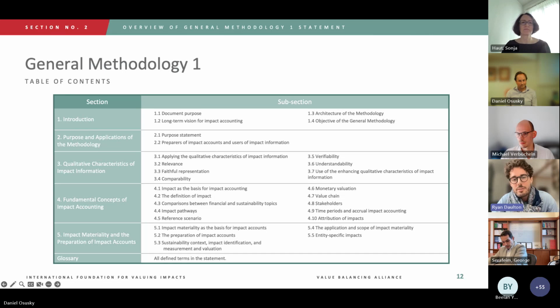The purpose and applications of the methodology, the different use scenarios, are described in Section 2. Section 3 introduces the qualitative characteristics. Those are really the principles we use when drafting methodology and also during the construction of impact accounts. In 4, we'll discuss the fundamental concepts. So this is the core machinery. These are the building blocks that enable the system to come together and calculations and impacts to be measured and valued. And then in 5, we'll describe impact materiality and how it informs the actual preparation of impact accounts.